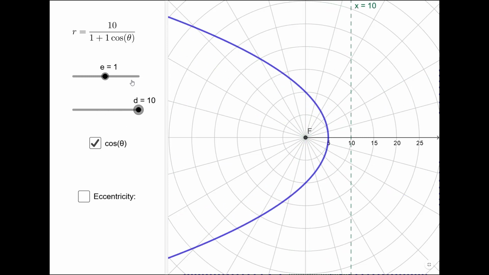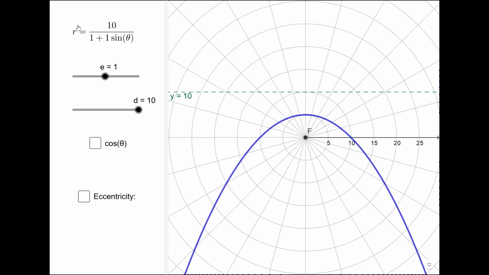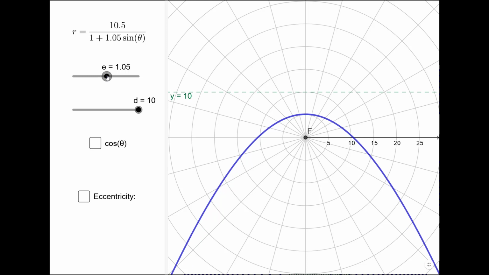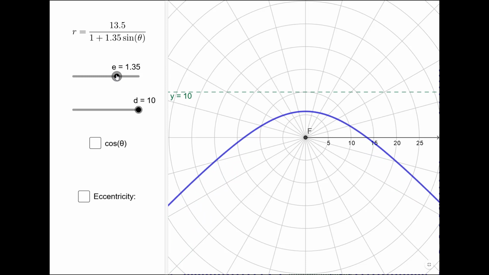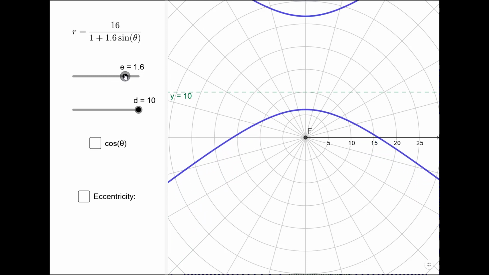All right. One other thing to look at here. We want to look at what happens if I change the eccentricity. And we haven't really talked about what that eccentricity is yet. We'll look at it here in a minute. But what happens if we change this eccentricity? So right now, let's go back to sine. So we have r equals 10 over 1 plus 1 sine of theta. So what happens if this eccentricity gets bigger? Right now the eccentricity is 1, and it still looks like a parabola. And if we keep making it bigger and bigger, and oh, what just happened?